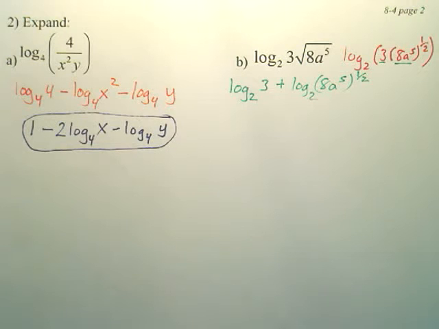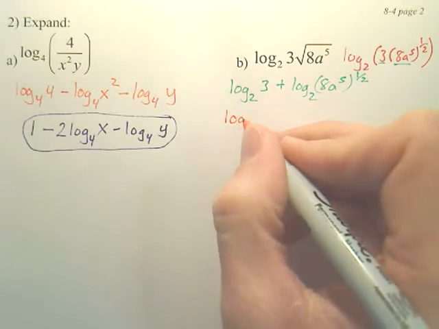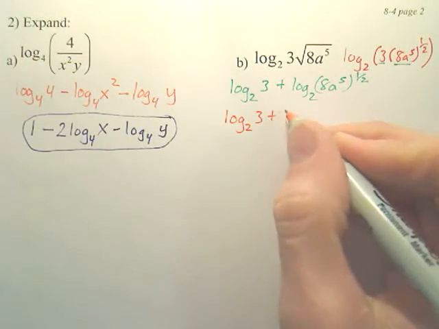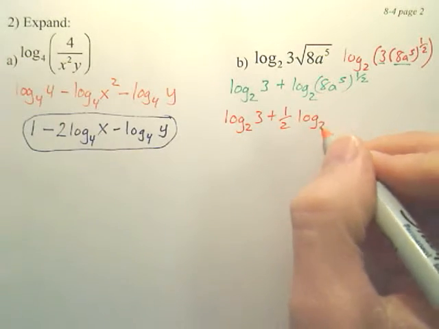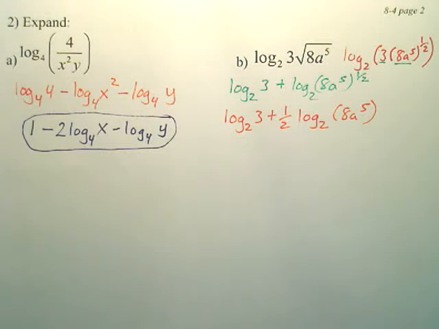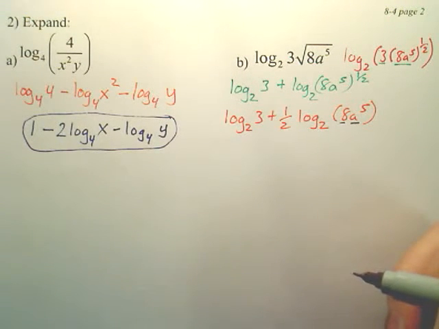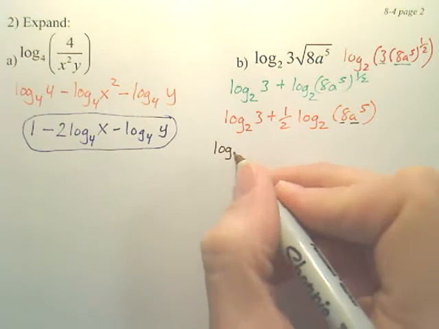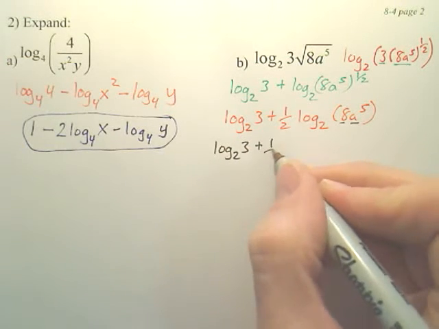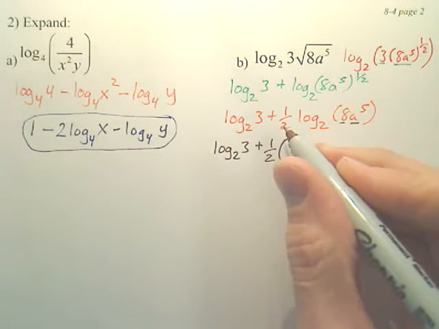But I'm not done all the way. I'm going to take this power, bring it up front. So log base 2, 3, plus 1/2 log base 2, 8a to the 5th. Am I done? No, because look inside of here. Can't I expand those? Aren't those two connected by multiply? So I have log base 2, 3 plus 1/2, and I actually have to put a parentheses because aren't we expanding both of these, and aren't they both have a 1/2 in front?